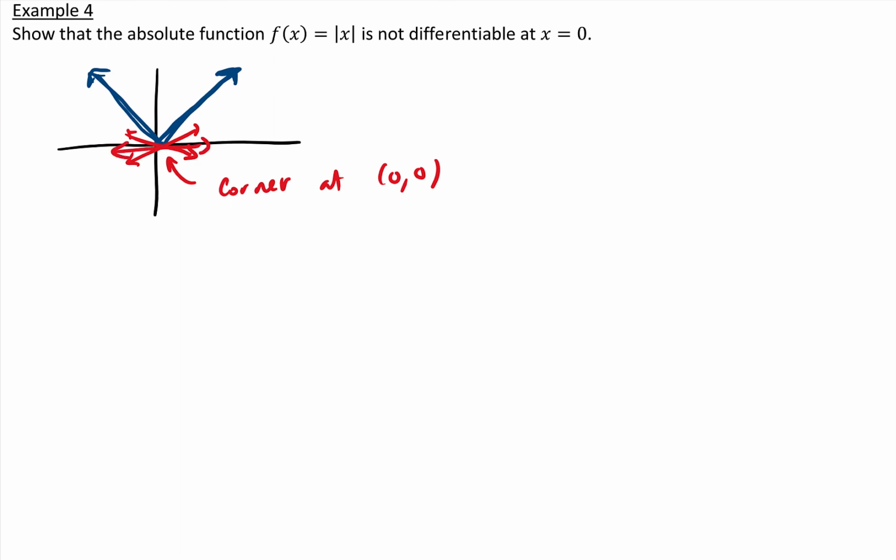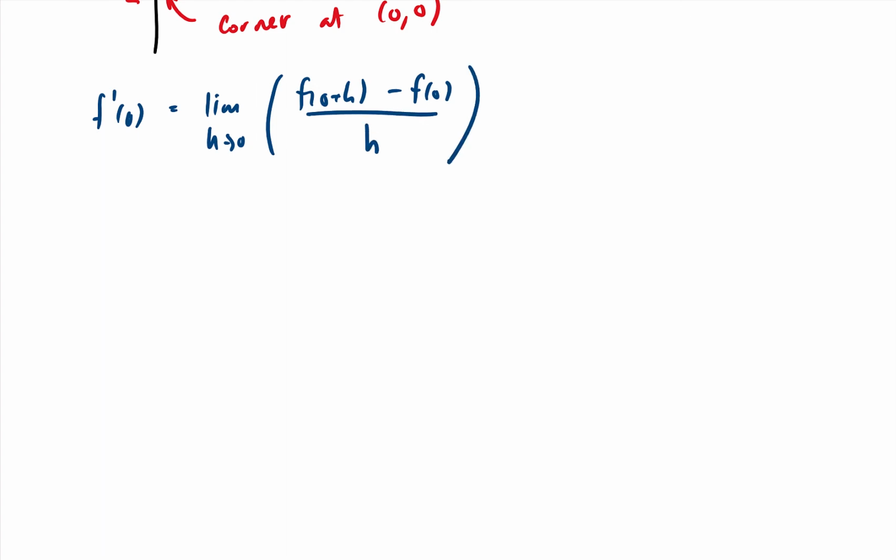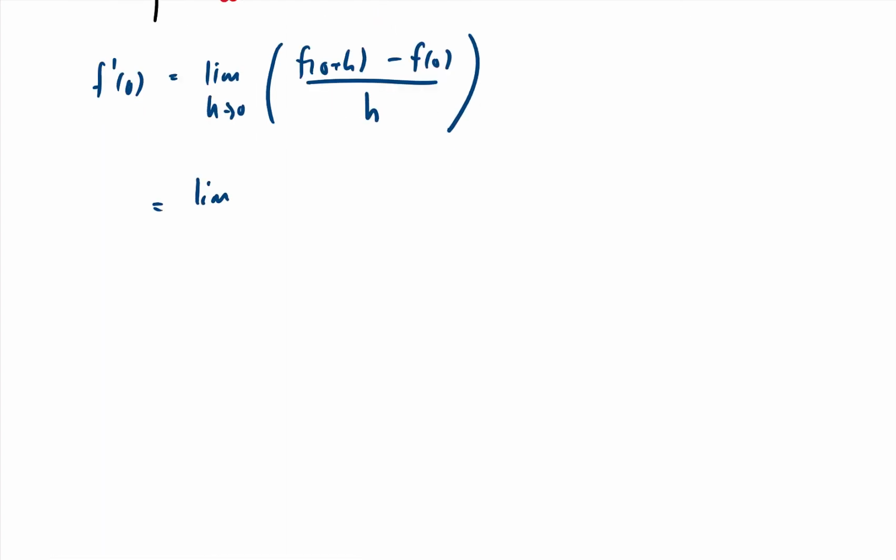But let's now talk about this algebraically. Let's use the definition of our derivative. So let's say we want to find f prime at 0. And recall the other day, that's the limit as h approaches 0 of f of 0 plus h minus f at 0, all over h. Well, notice I have f of 0 plus h, so that's just f of h, and f at 0 for the absolute value function is just 0, all over h.